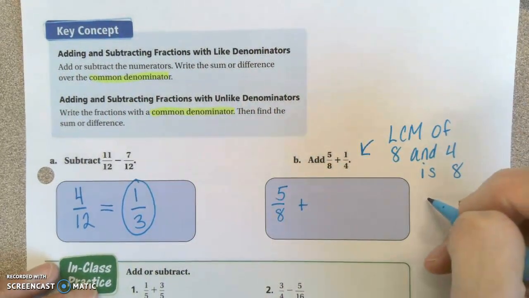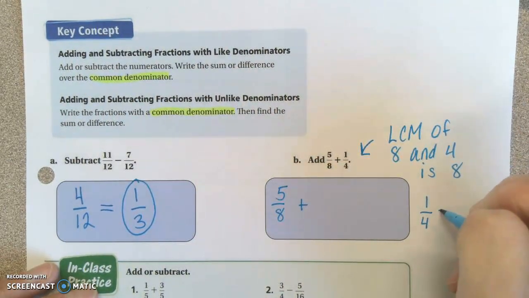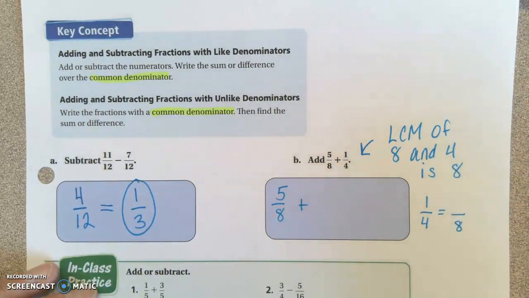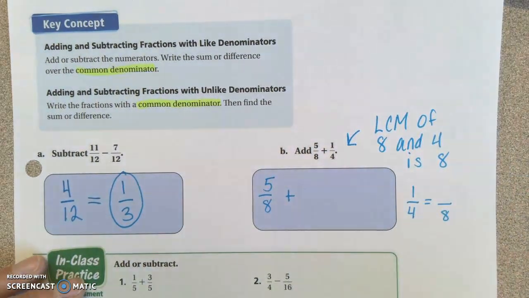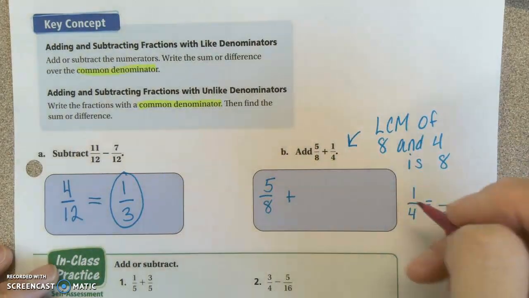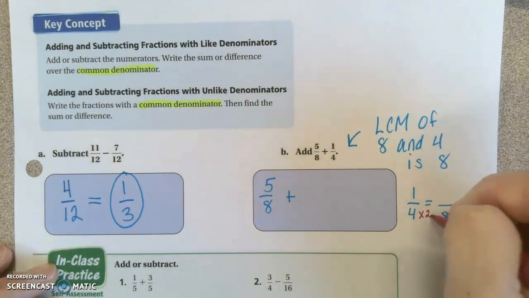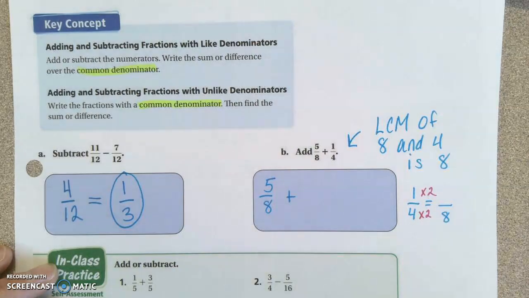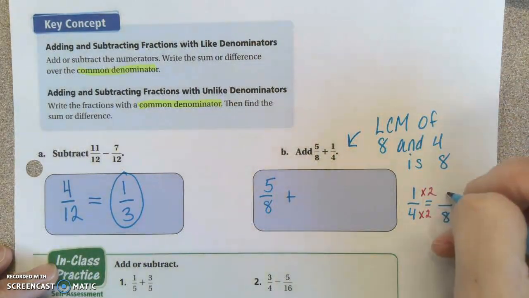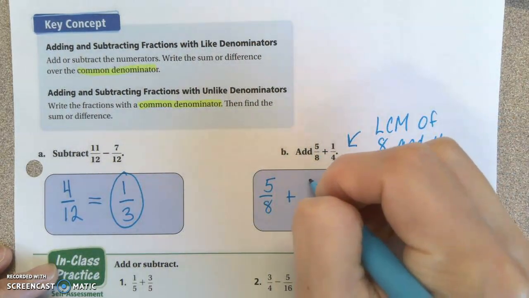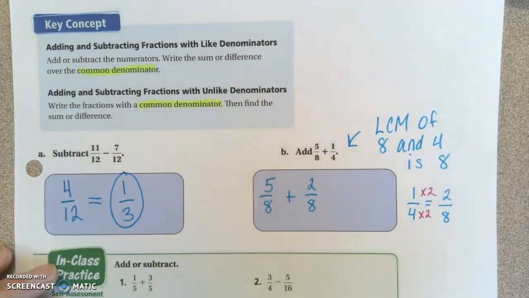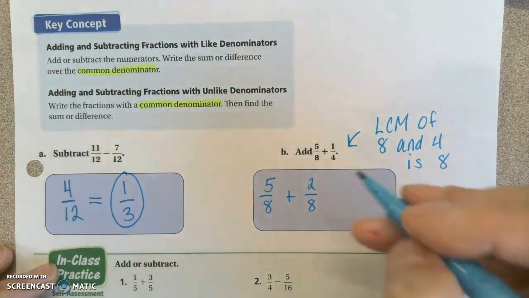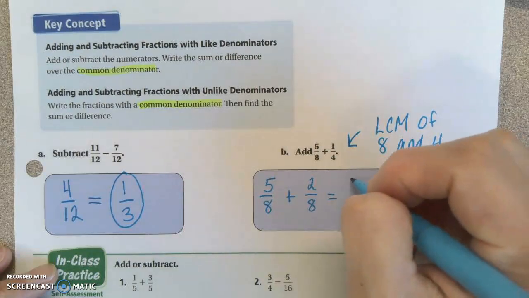Okay, 1/4, if you recall equivalent fractions, it's kind of like working a puzzle. I'm thinking, how do I get from 4 to 8? And we do that to the top as well. So we end up with 2/8. Then if I have 5/8 and I add 2 more, I now have 7/8.